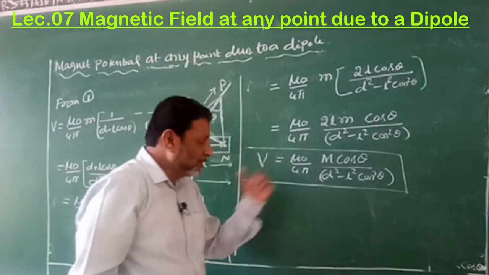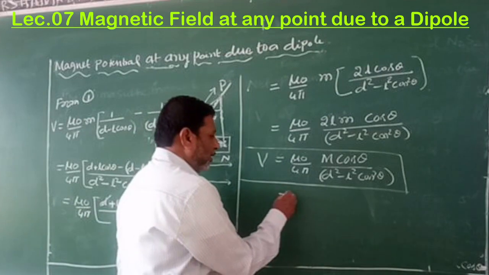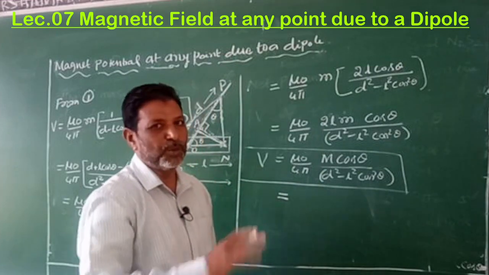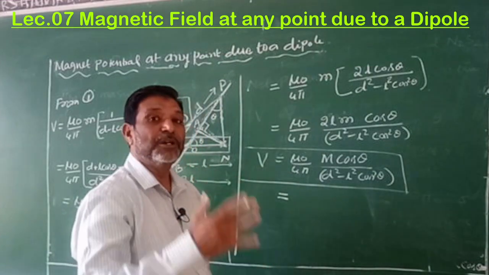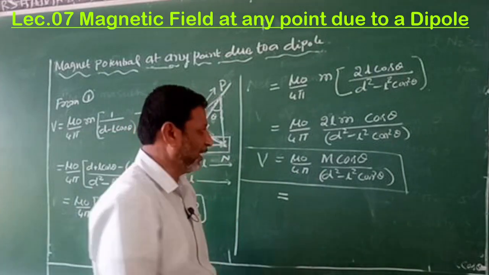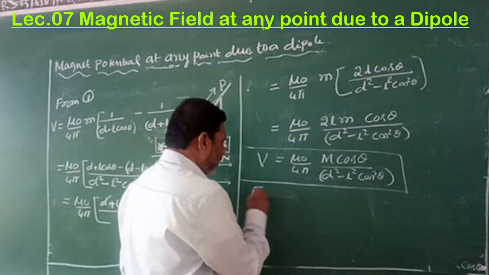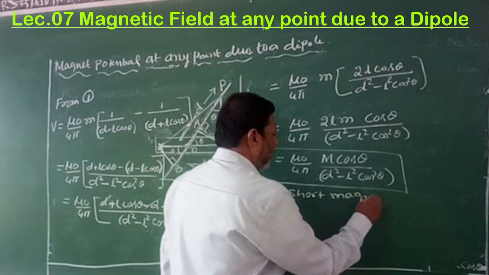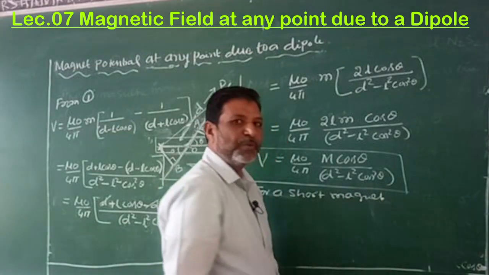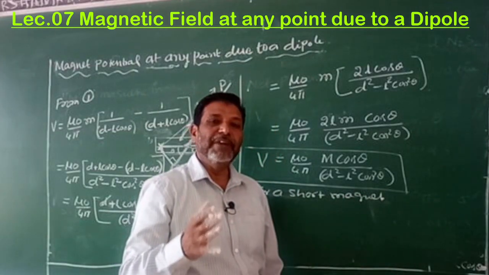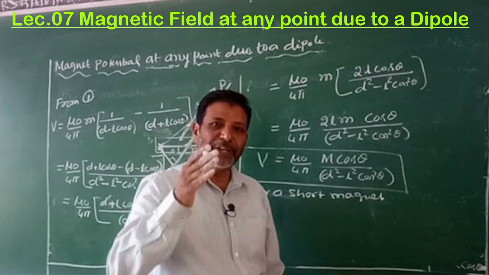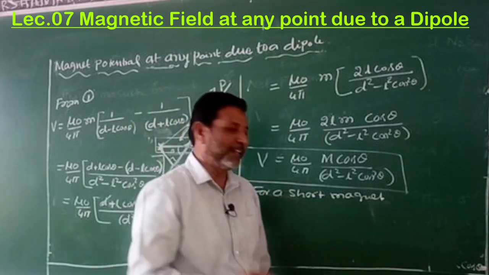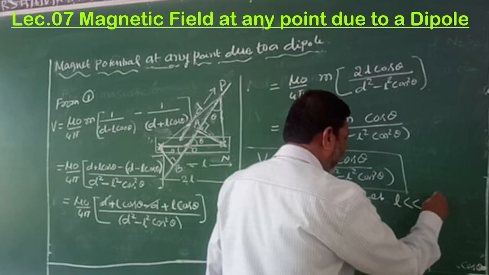Now, by using this formula, you can find the potential on the axial line or on the equatorial line. In both cases, you can calculate the value of this potential very easily. Now again, for a short magnet: to which magnet do we call a short magnet? When the length of the magnet is much less than the distance of the point from its center. That is, L is very much less than d.